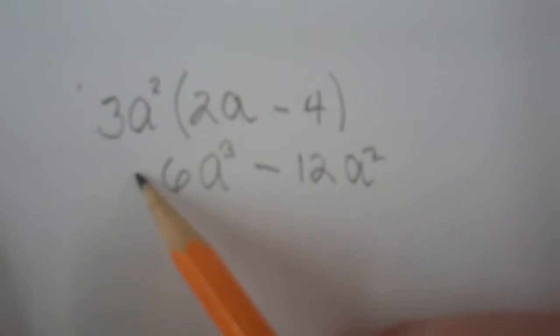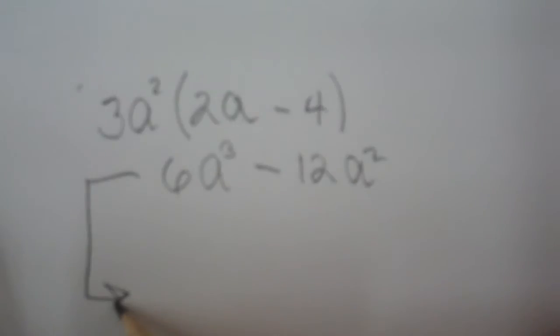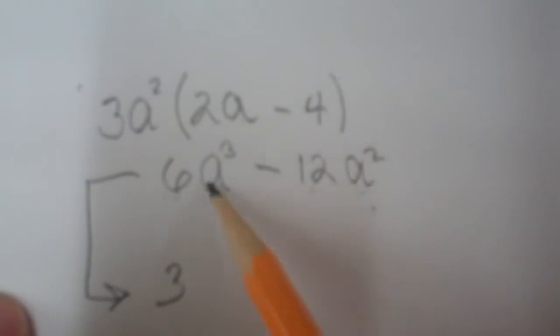Now imagine that we began with that and we wanted to reverse it. In that case, we need to know what is the greatest common factor. So what number can I divide into a 6 and also into a 12? Well, the biggest number that divides into both of those is a 3. And is there any letter that is the same in both? Yes, there is. There is an a in both.